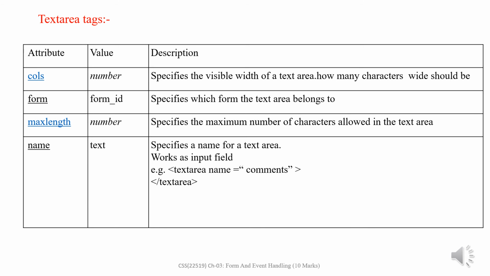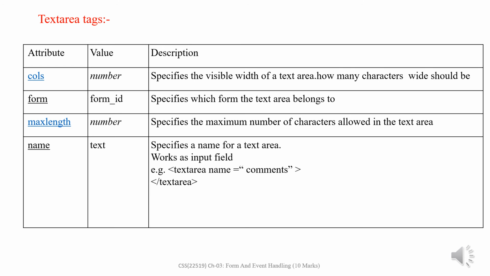Now there are the different textarea attributes. The first column is for attribute, then value and the description. So first is our cols, the value is a number. Cols means the columns in the text area. It specifies the visible width of the text area, means how many characters wide it should be in that text area. Next is the form. Form is the attribute and value is the form ID. Form ID specifies which form the text area belongs to.